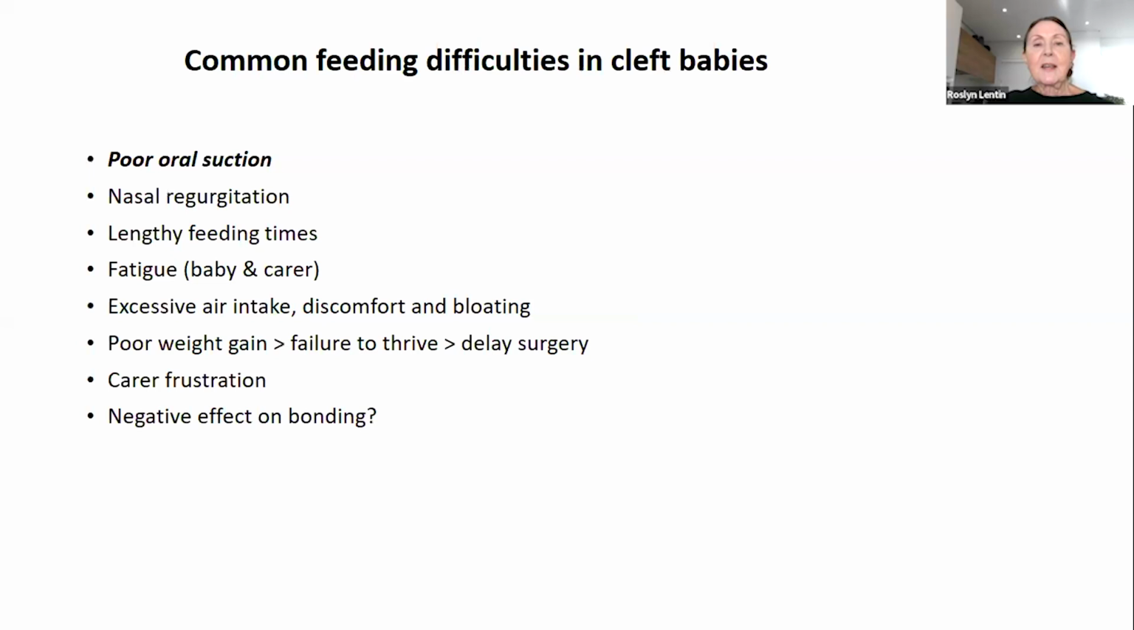Just the common difficulties in cleft babies, as we mentioned: there's poor oral suction, they cannot latch, it's an inefficient suck. There might be nasal regurgitation, though often not. But I think this is so scary to parents, and they think it's dangerous, so try again to allay these fears. There are lengthy feeding times, with babies sucking away, getting very little, falling asleep. And of course there's the frustration of the carer. They take in a lot of air, and there's some discomfort and bloating. This leads to poor weight gain, failure to thrive, and as has been mentioned, can delay surgery and compound the impact of the other problems.